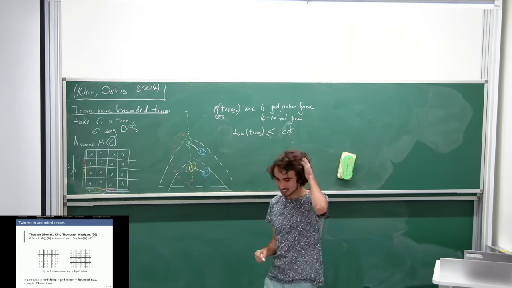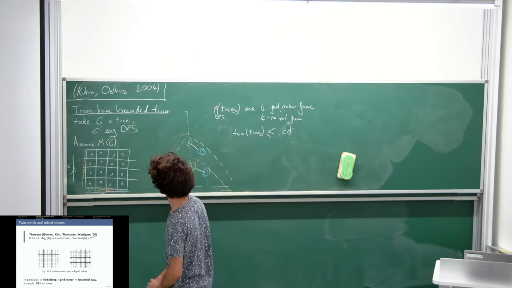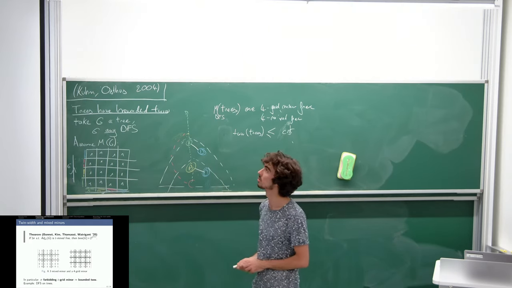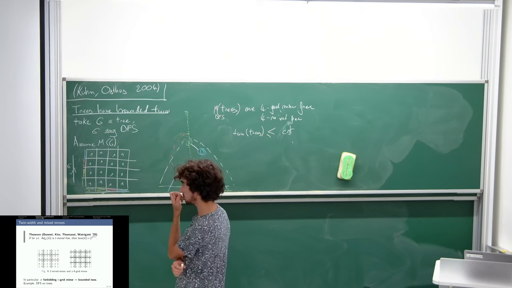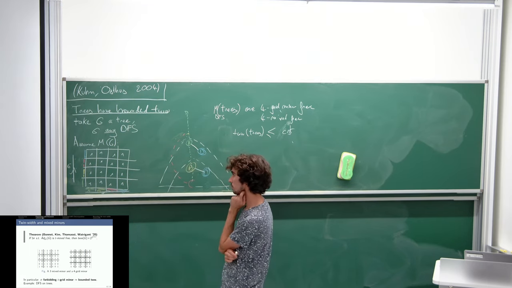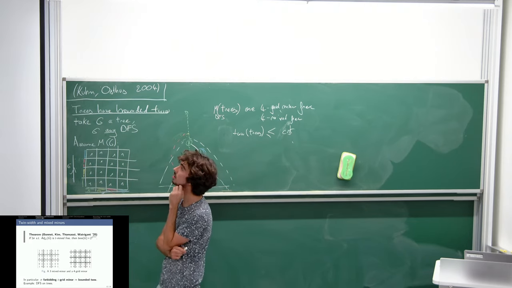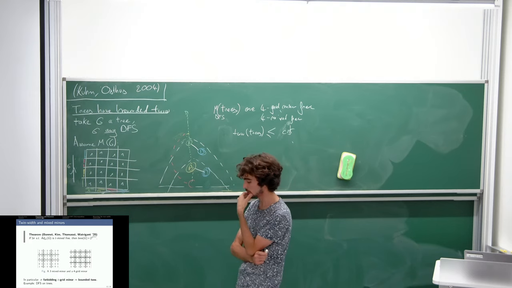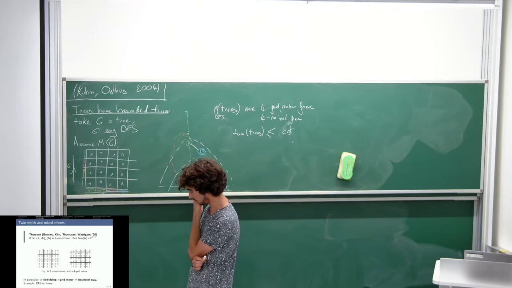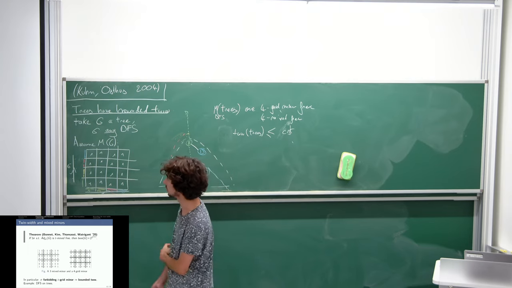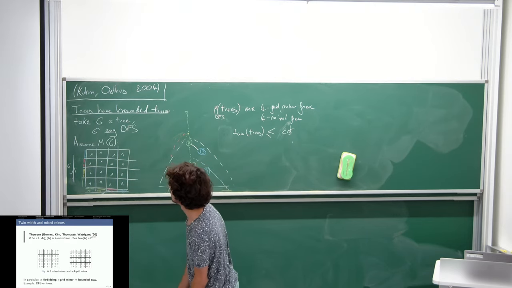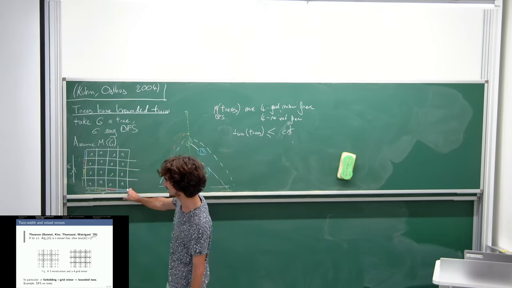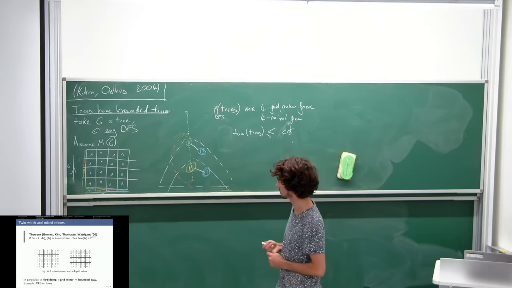Does the partition of the rows have to be the same as the partition of the columns for the grid minor? No, it doesn't. I think you can get around it by doing some merges. In general, it doesn't have to be like in the example here. But then you can do some painful merges at some point if you get some other cut.